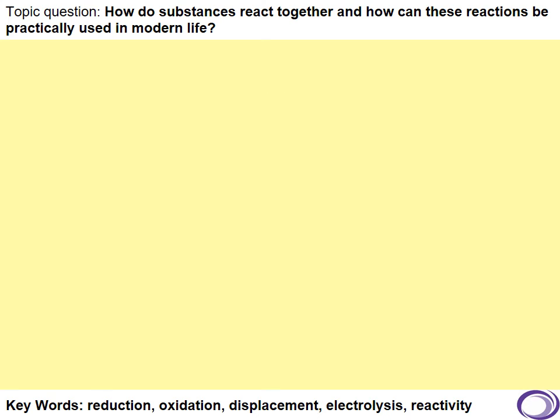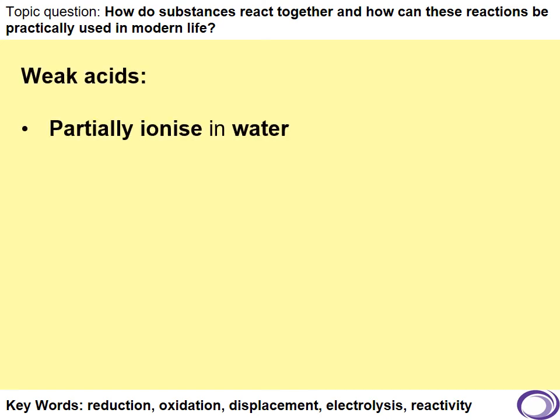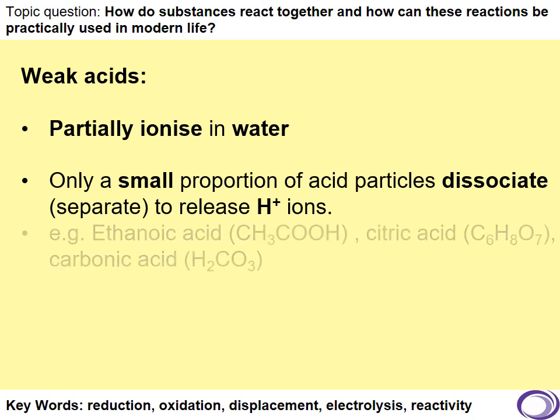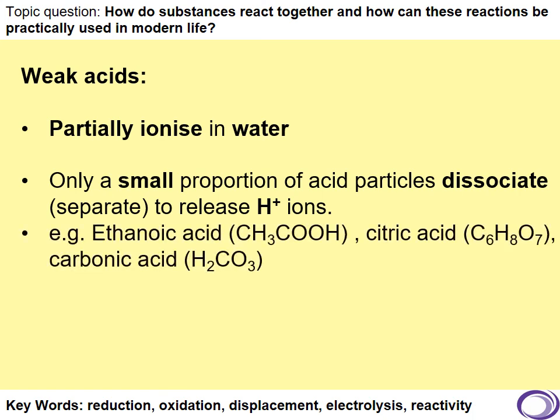In comparison then, weak acids only partially ionize in water. That means only a small portion of the acid particles will dissociate to release H+ ions. Examples of this are ethanoic acid, citric acid and carbonic acid. You'll see each of these acids contains the element carbon.